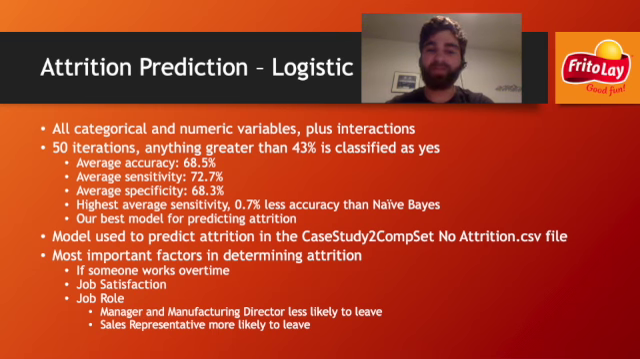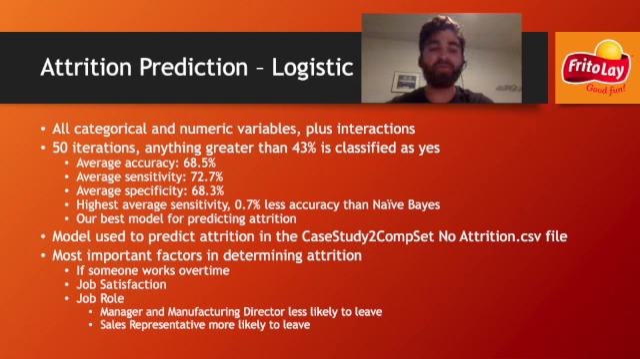Sensitivity is higher than specificity here because we said that anything greater than a 43% is classified as yes. I highlighted the importance of sensitivity earlier in this presentation. Our highest average sensitivity was this model, and it only has 0.7% less accuracy than our naive Bayes model. This was our best model for predicting attrition, in my opinion.